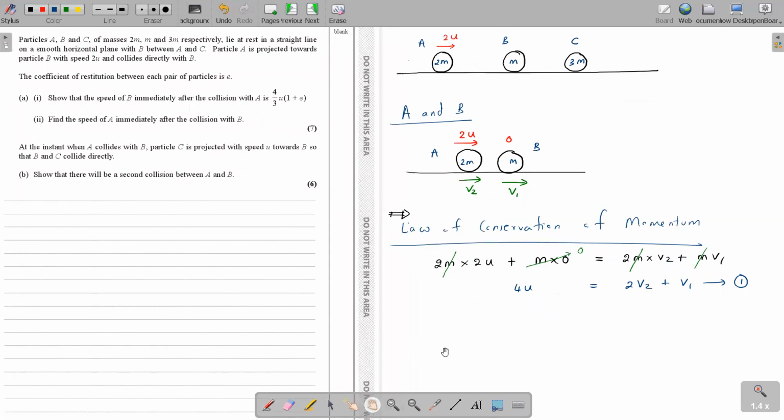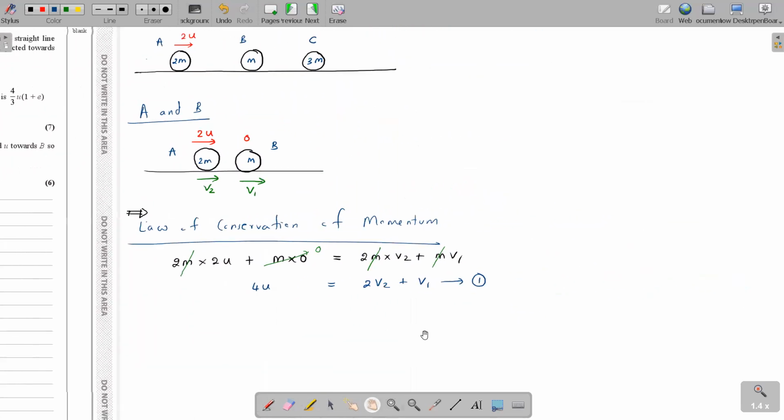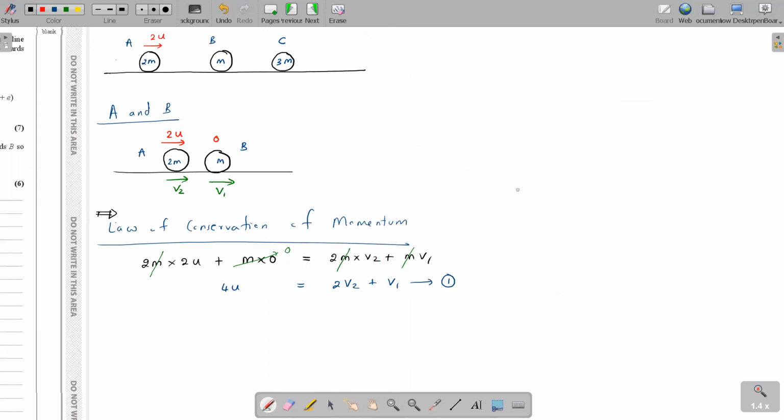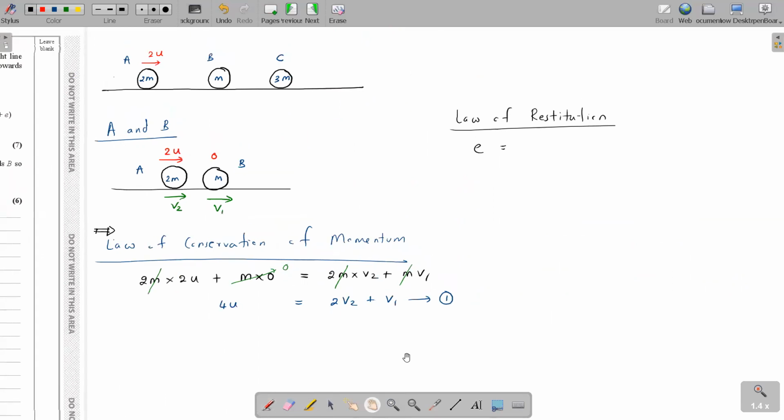Next, we apply Newton's law of restitution. What happens when you apply the law of restitution? E equals speed of separation over speed of approach. Here also, you need to give a positive direction. I'll choose the forward direction as positive. E equals speed of separation, which means the speed after the impact.